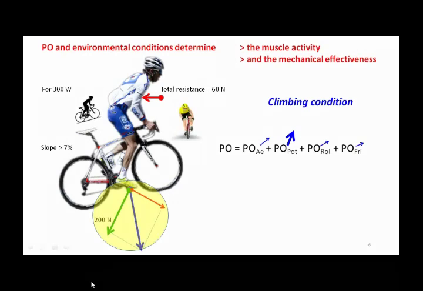Look at this gyro rolling. Friction is less important. For example, one kilogram on a slope of 7% is approximately 4-5 watts to produce. In a flat condition, the wind is a problem.